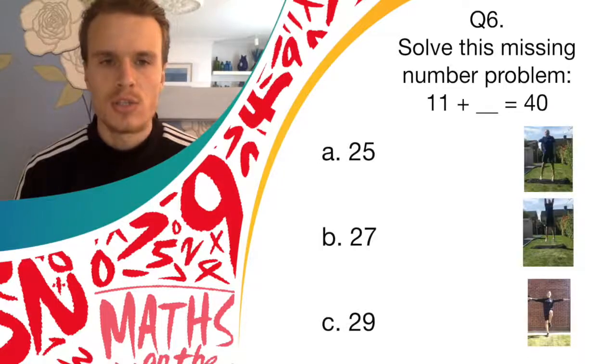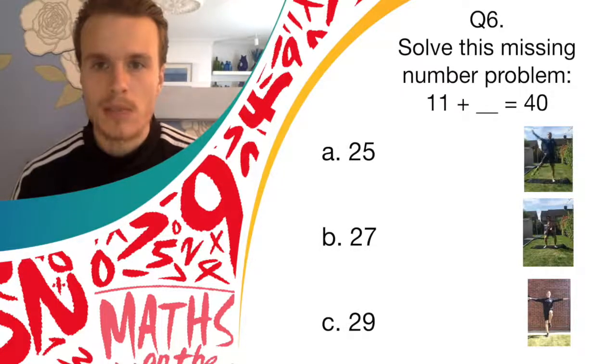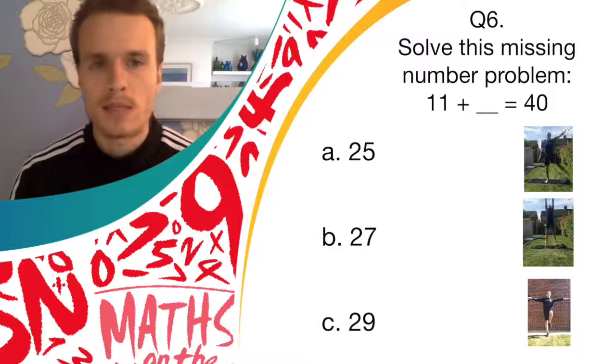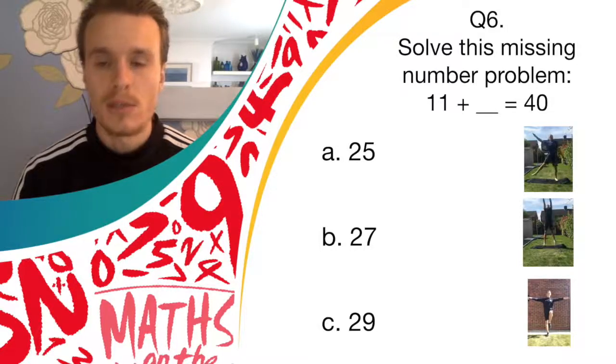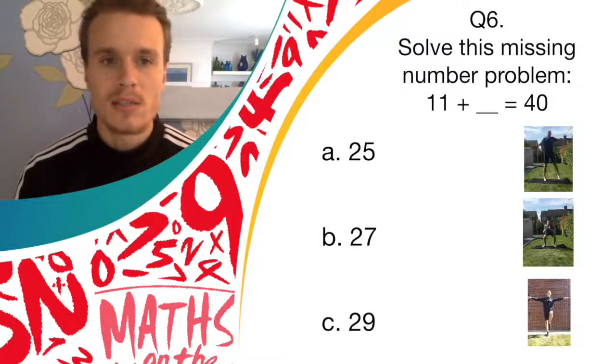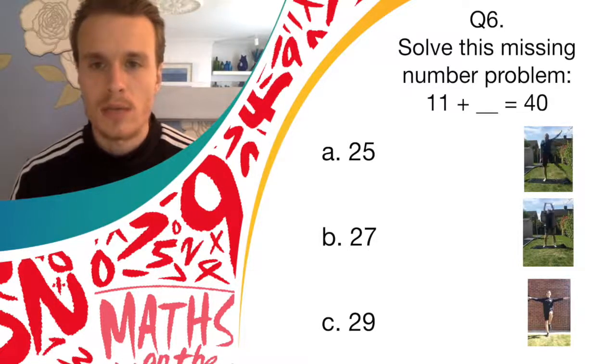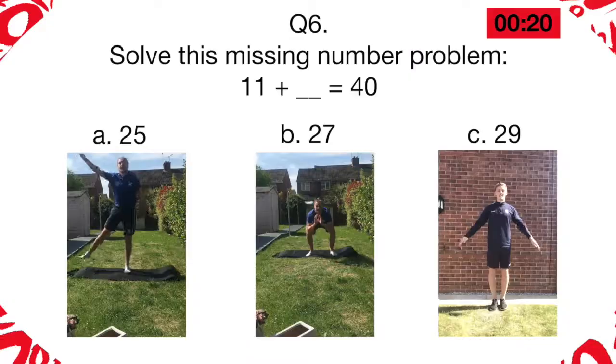Okay, answer A is 25, pendulum legs. So if you think that's the right answer, do those pendulum legs. Answer B is 27, and if you think that's right, bend and shoot. Answer C is 29, and if you think that's correct, do the balance.